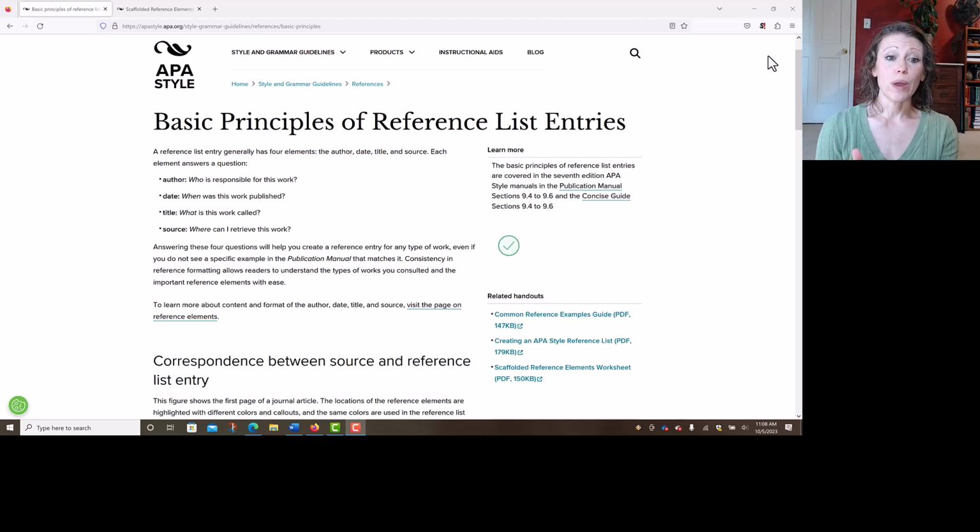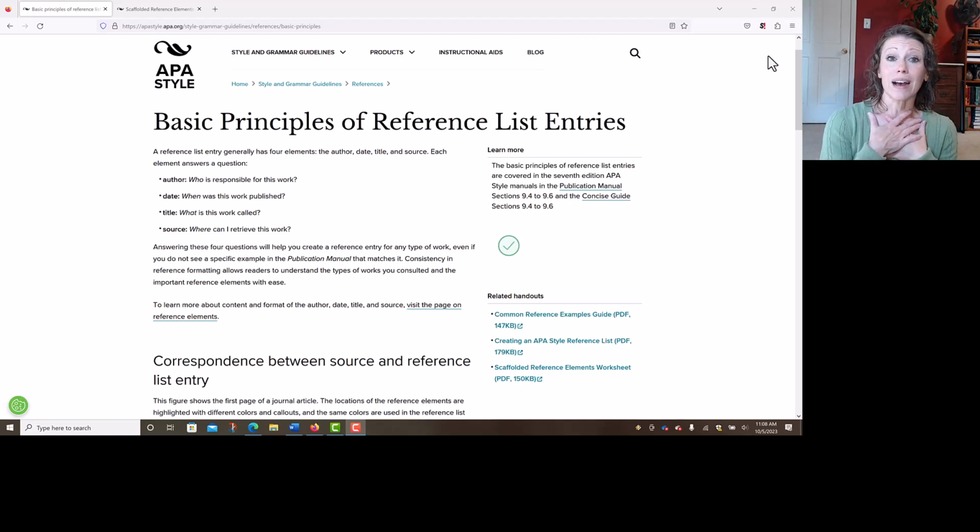So we're going to start with the APA Style homepage that reviews the basic principles of what goes into a reference entry. There are 4 elements that go into a reference entry. The first one is the author, after that is the date, the next thing is the title, and the last part is the source. Source is basically, where did I get this information?